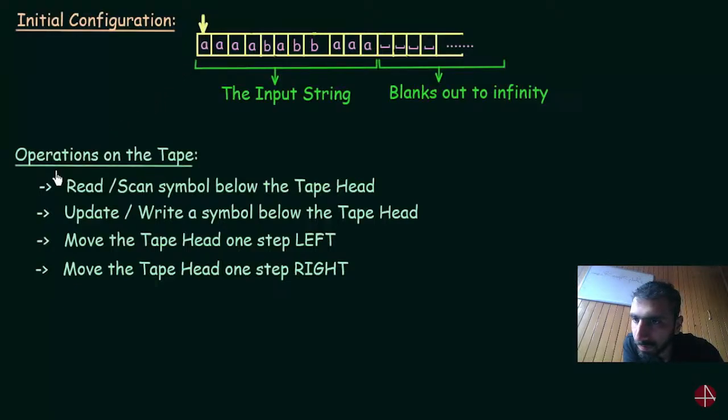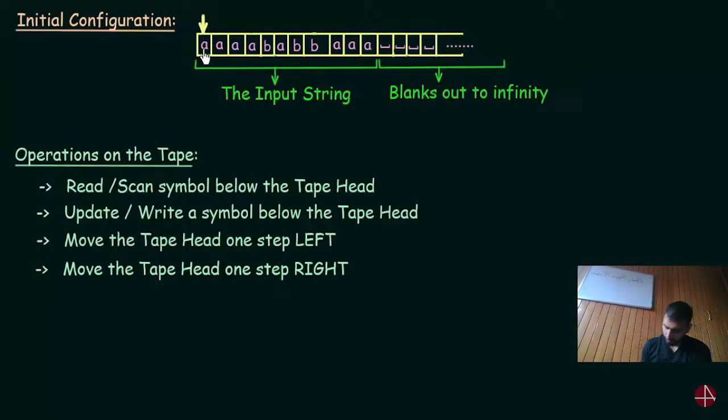Now let us see what operations we can have on the tape. These are the operations that we can have on our tape. The first one is to read or scan the symbol below the tape head. As I told you, the tape head represents the position at which our current control is present. So you can always read or write only the symbol which is present exactly below the tape head.